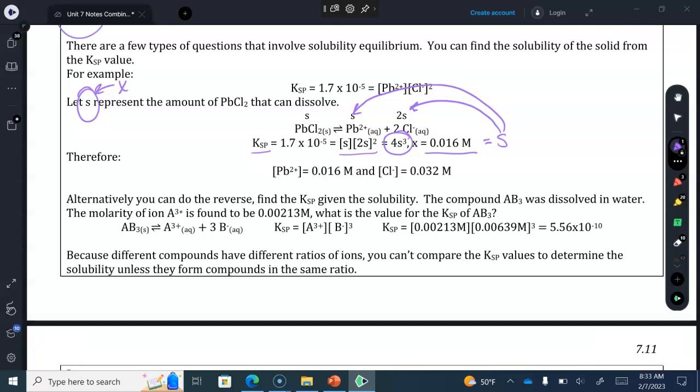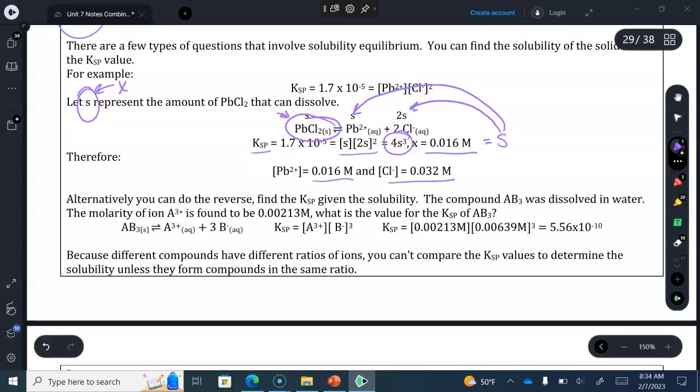Alternatively, you can do the reverse, and this is also equal to the amount that will dissolve. That S is the amount, or you can back calculate to figure out the solubility, not solubility product, but solubility as in moles per liter of the solid that you're interested in, how much will dissolve. And then these two are the concentrations of the ions at equilibrium. It's all based off of the mole ratios from the balanced reaction.